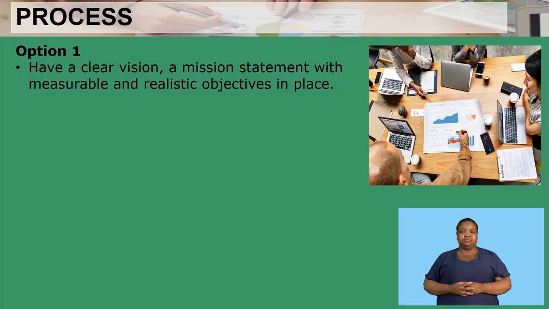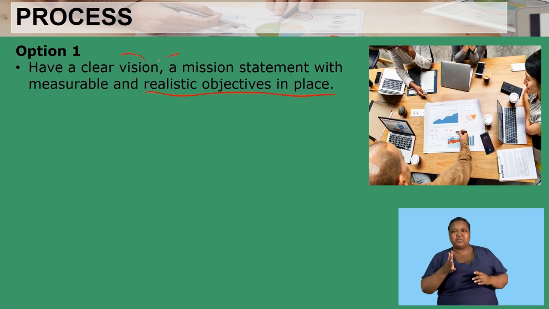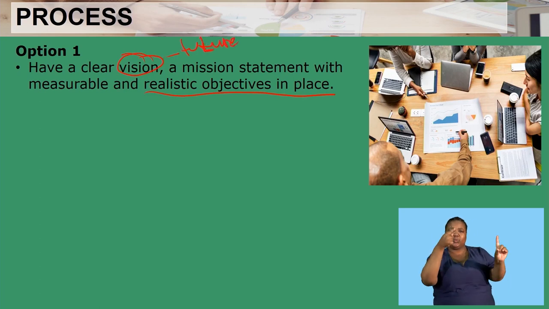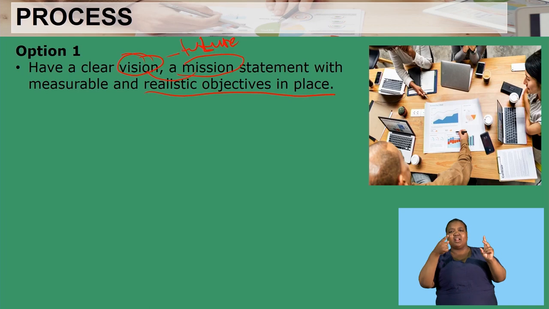Right, so the first thing that we need to do as a business is to have a clear vision and mission statement with measurable, realistic goals. We need to be realistic as to what we want to achieve. We are now basically creating our future. Where do we want to go? That is our future, basically the vision. Where do we see ourselves as a business? And the mission is, how are we going to get to this future that we are hoping to achieve?